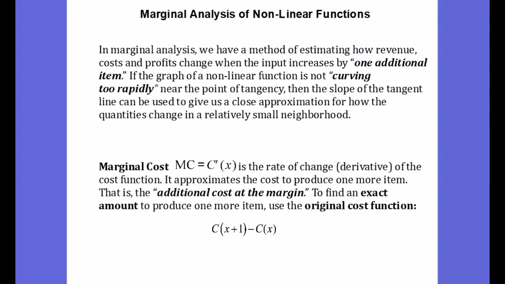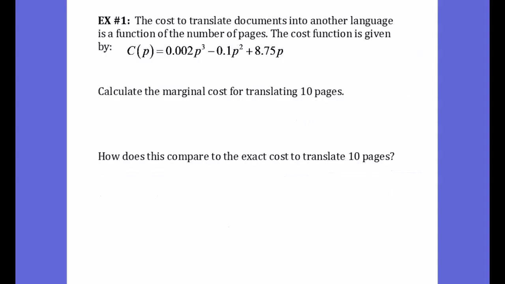The marginal cost, MC, is equal to C prime of x, the rate of change, the derivative, of the cost function. It approximates the cost to produce one more item, that is, the additional cost at the margin. To find the exact amount to produce one more item, use the original cost function, C of x plus 1 minus C of x. Let's look at example 1.